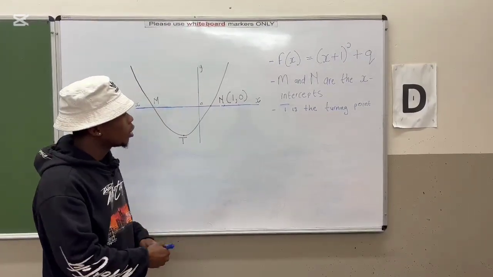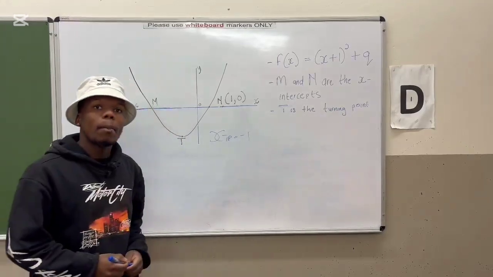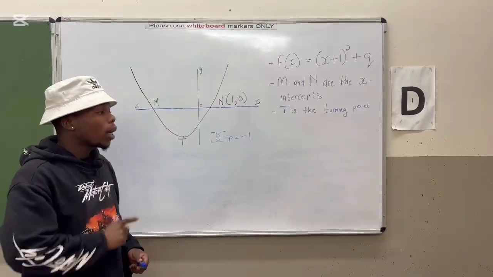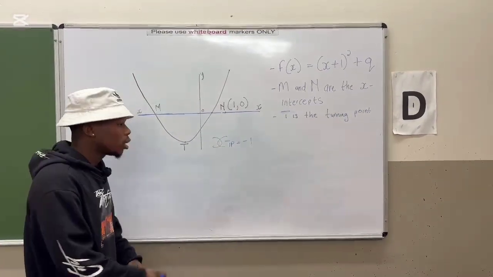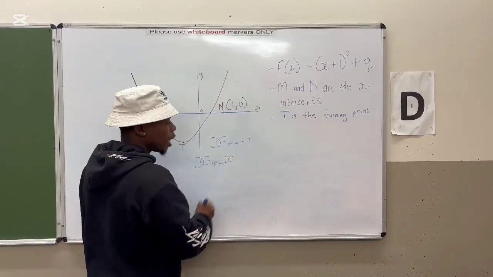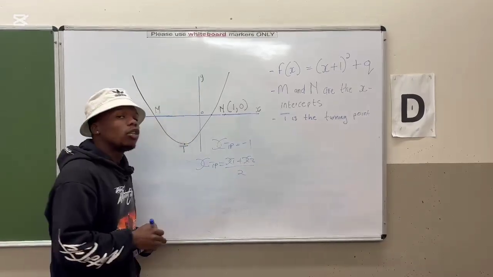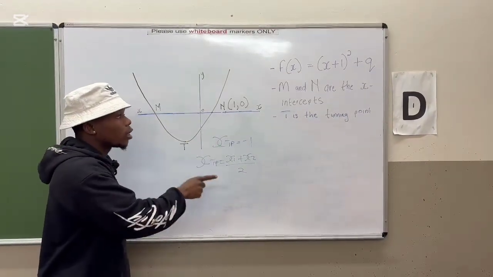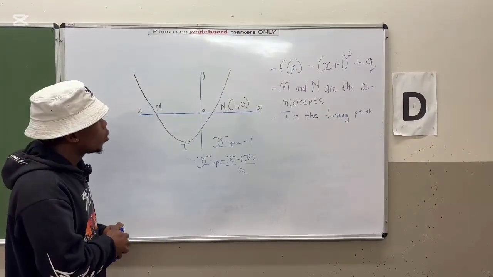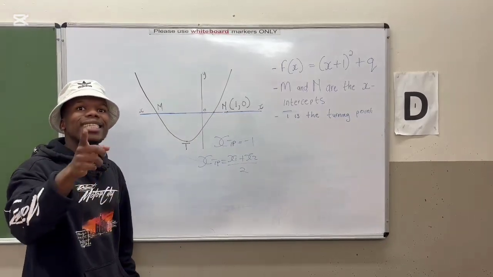Now let's check something. We said our xtp in this case is equal to minus 1. Remember when we were calculating this x turning point, we said xtp is equal to (x1 plus x2) divided by 2. What are this x1 and x2? They are the x coordinates of your x-intercepts.